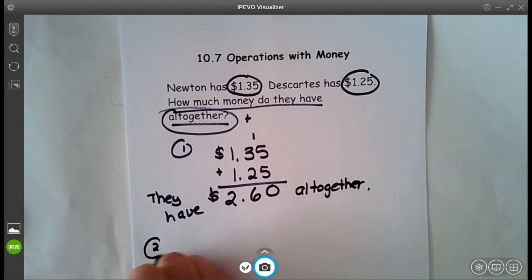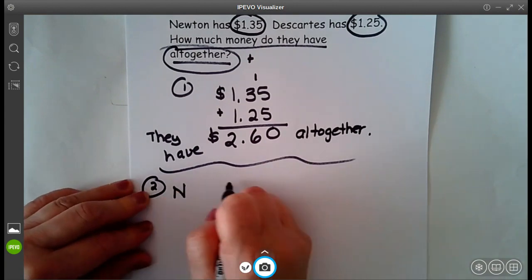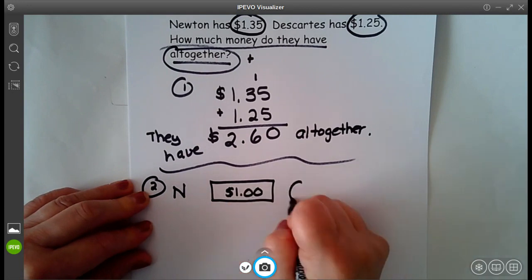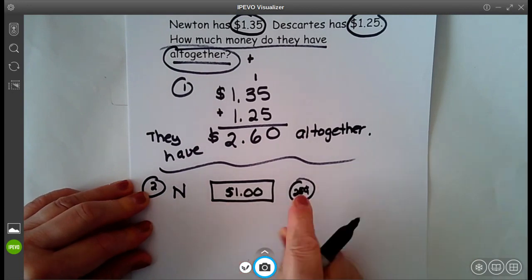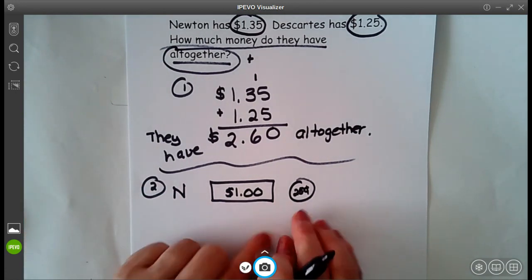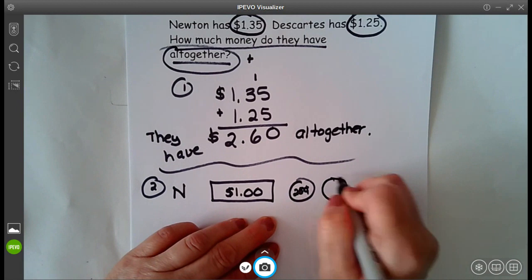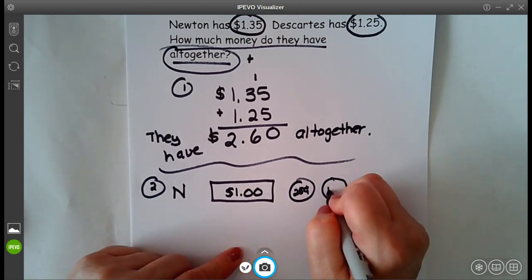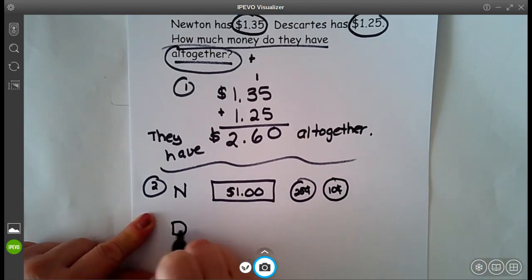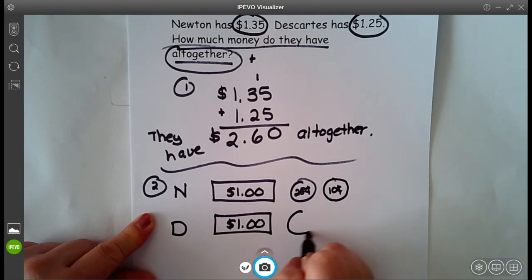The second way to do this problem, let me move this up, is to draw a picture. So we're going to say N, that's for Newton. He has $1.35, so there's my dollar bill. And then 25 cents. Yes, I know coins are not as big as that. It's not to scale, let's say. But I just need to make them big enough so that we can see the number that I write inside. Let's see. 25, 10, 35 cents. Okay, that takes care of Newton. Descartes has $1.25, $1, and then another quarter.